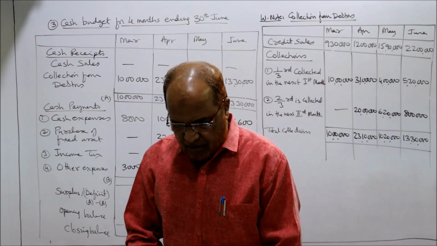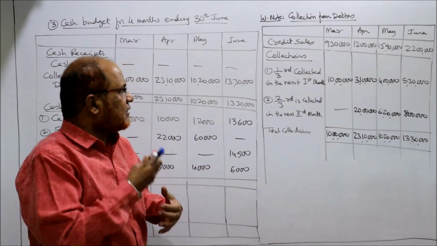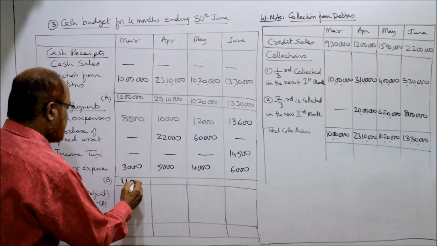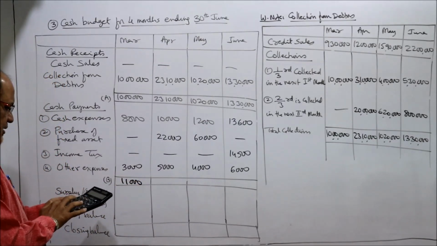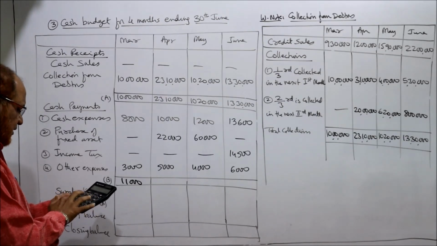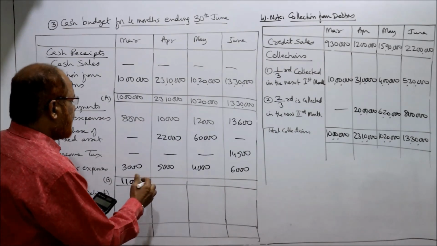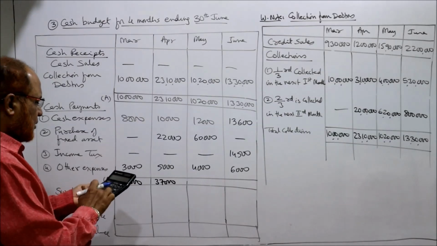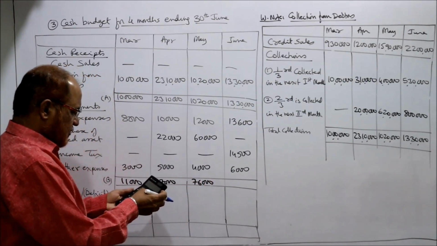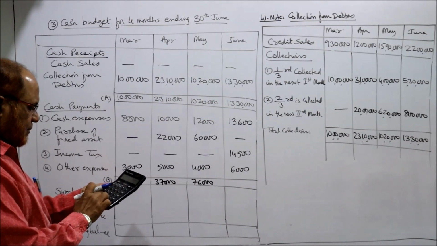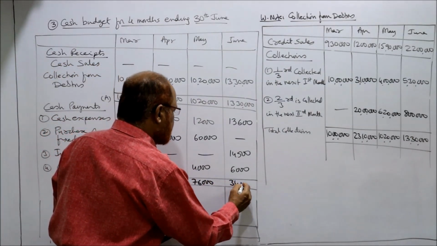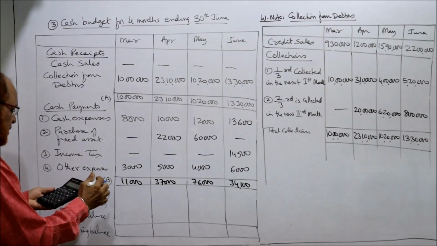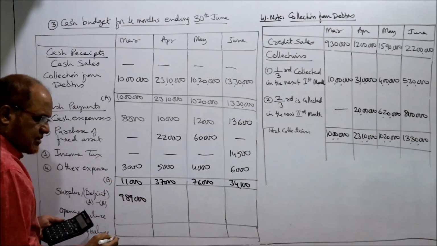That's it over. Now simply we have to take the totals. So 8, 9, 10, 11,000. Here it is, 10,000 plus 22,000 plus 5,000, it comes to 37,000. Similarly, 12,000 plus 60,000 plus 4,000, 76,000. Last one, 13,600 plus 14,500 plus 6,000, 34,100. Now 10 lakh minus 11,000, so it comes to 9,89,000 is the surplus.